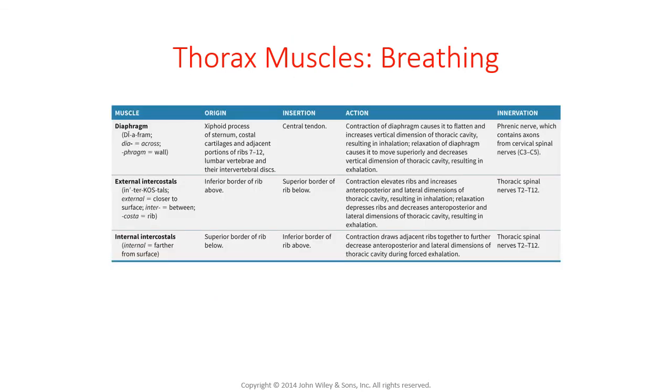Okay, so again, there's the diaphragm. It's going to originate at the xiphoid process, the portion of the ribs 7 to 12, the lumbar vertebra, and also the intervertebral discs. It's going to insert into the central tendon.